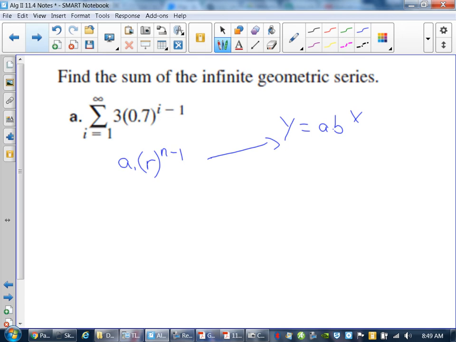So what's your first term? What's your rate? So all you have to do is this. The sum of the series is going to be the first term over 1 minus your rate.